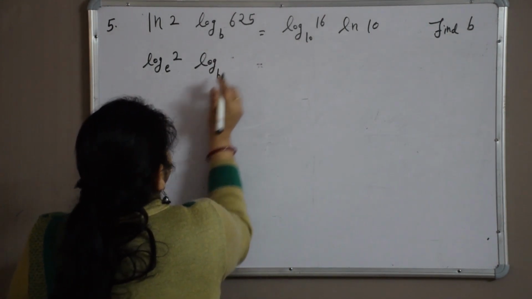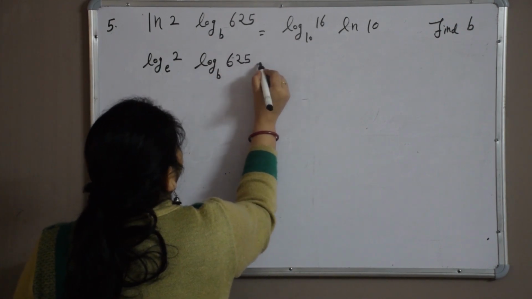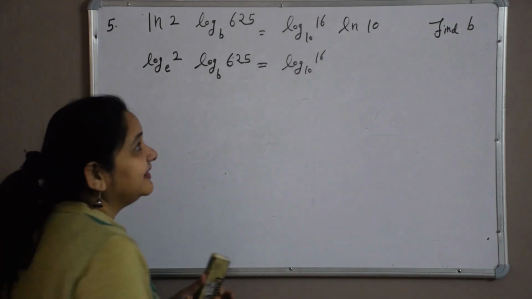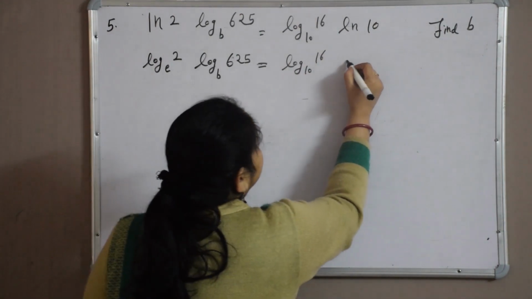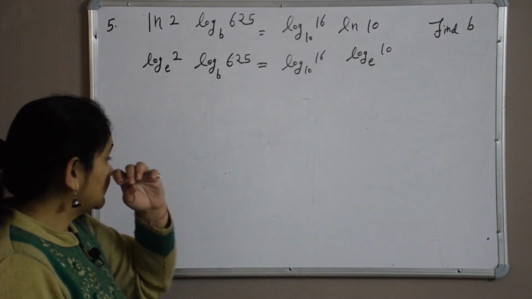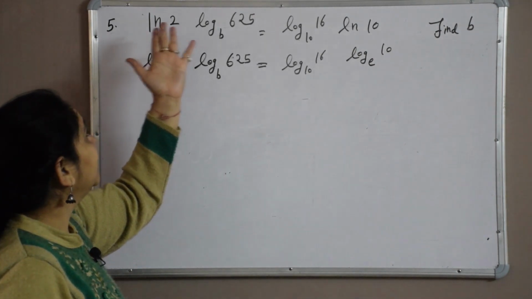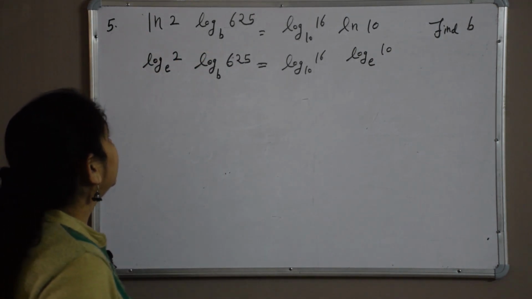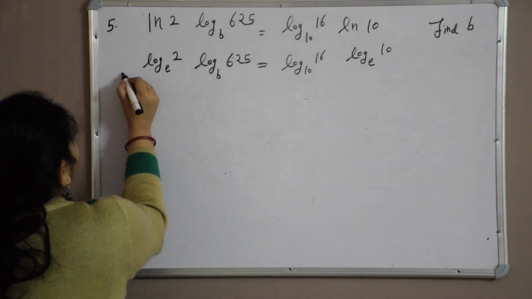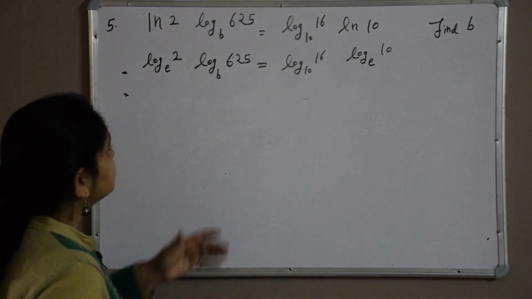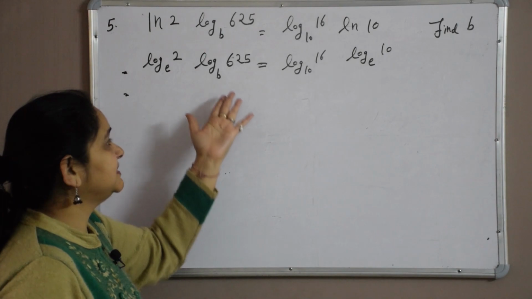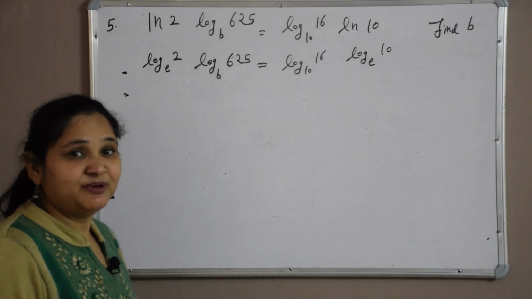Write it as it is. Log of 625 to the base b is equal to log of 16 to the base 10, and again ln 10 we can write as log of 10 to the base e. So first of all we have to convert ln to the simple log, and what does it mean? It means that the base is always e. Now see, somewhere the base is e, sometimes it is 10 and sometimes it is b. So how can we solve it? It will be difficult, no?